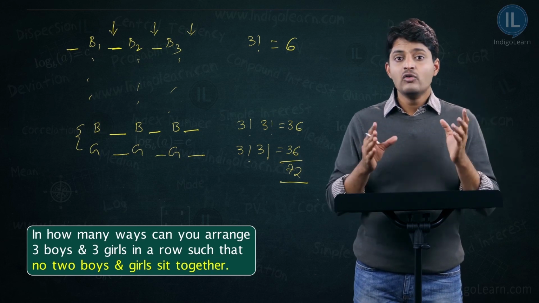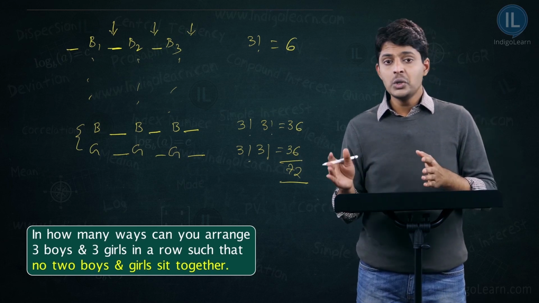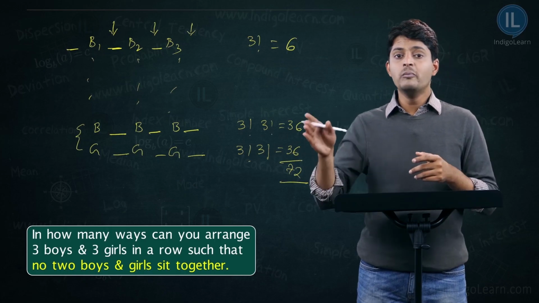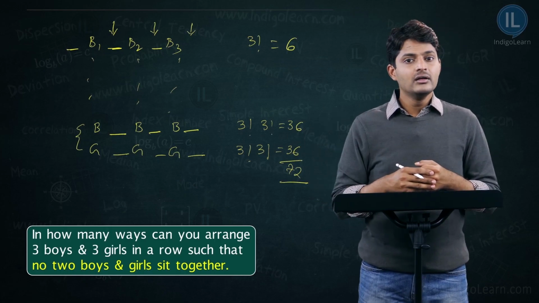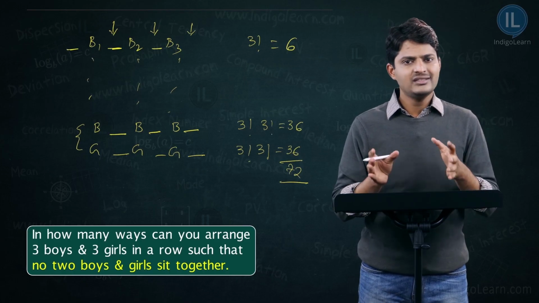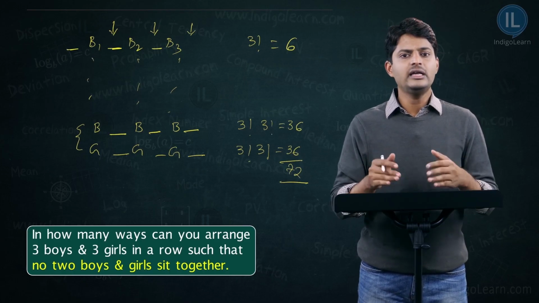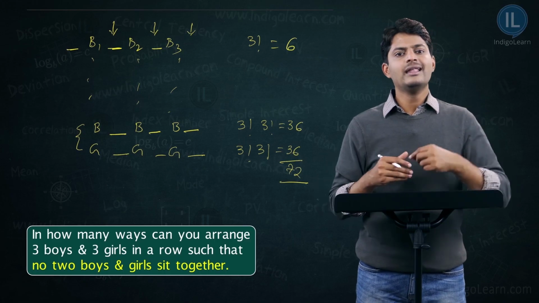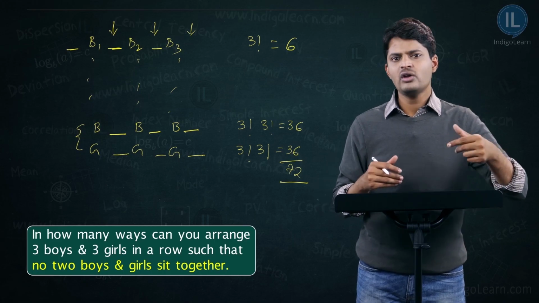Now you understand the difference between no two girls sitting together, no two boys sitting together, and no two boys and girls sitting together. I hope this example gives you good clarity to proceed when we do the next set of questions from your exercise.